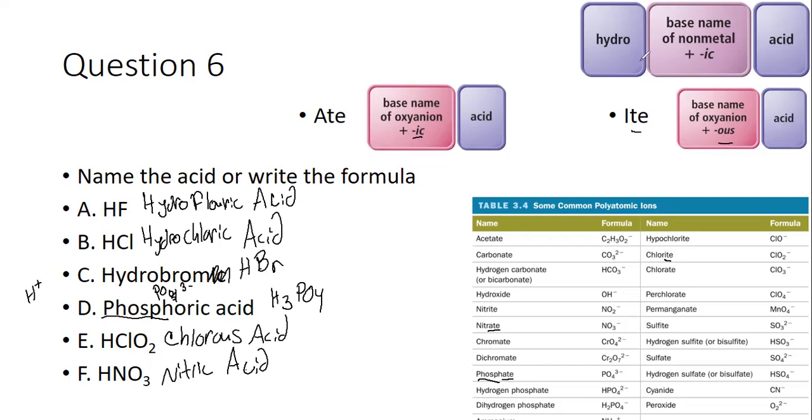Why do I put hydro in the last two? Because hydro only goes with binary acids. Once you have more than 2 types of atoms, so for E, my types of atoms are hydrogen, chlorine, and oxygen. F, my types of atoms are hydrogen, nitrogen, oxygen. So for E and F, I have three types of atoms. Hydro only goes with binary acids, which is why for A, B, and C, the two types of molecules are H and F, H and Cl, H and Br. So those get the word hydro. D, E, and F don't, because they're not binary.